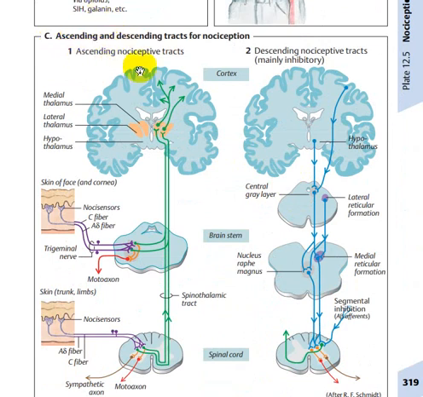So now you have the ascending nociceptive tract and the descending nociceptive tract, which is used to inhibit the pain. Here you have the pain from the face, and here the pain from the body, the trunk and the limbs. When the nociceptors are stimulated, they are going to bring impulses along the fibers.